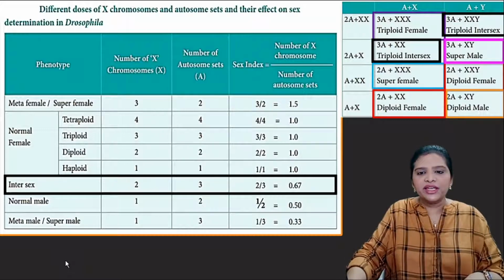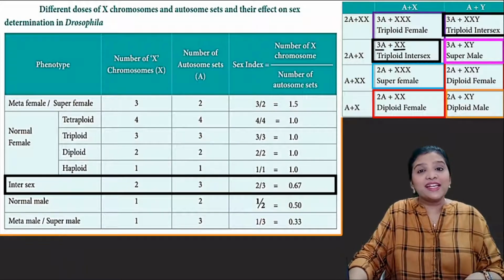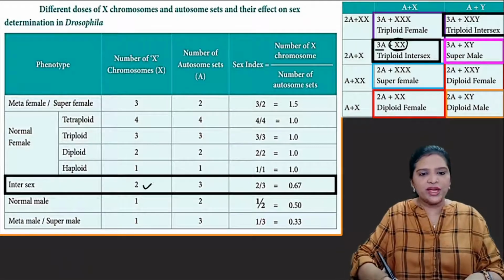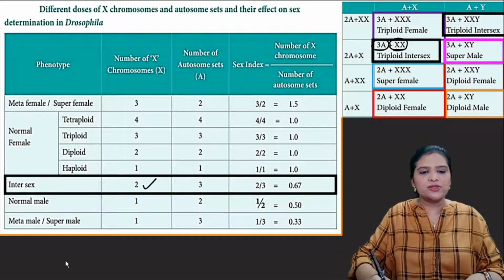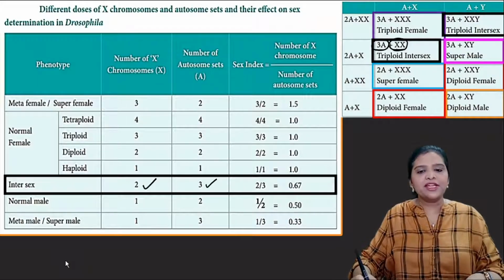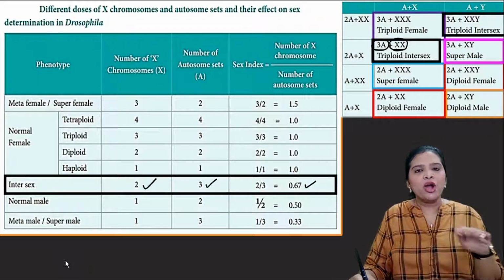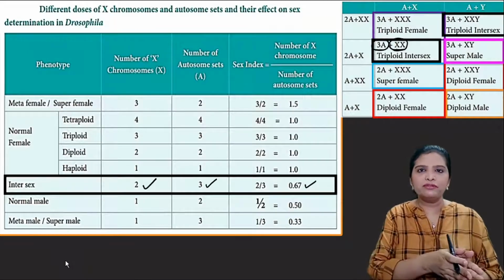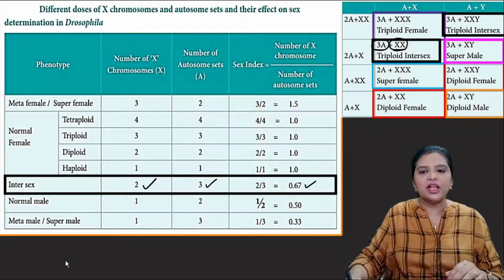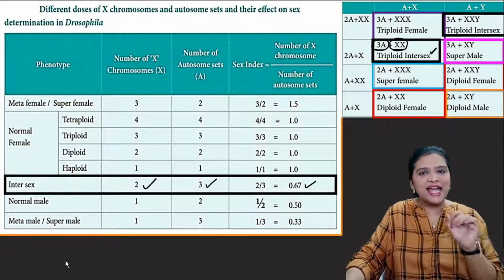Okay. So look here. How many X chromosomes are present in this? 2 X chromosomes. So it is written 2 X chromosome. How many autosomes are present? 3 sets of autosomes. So 3. So 2 divided by 3, 0.67. 0.67 is an in-between range. That means it is neither 0.5 nor 1, in between, 0.67. So this organism is an intersex.